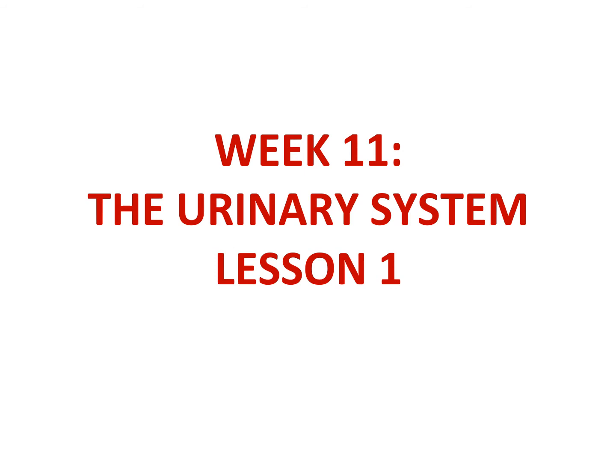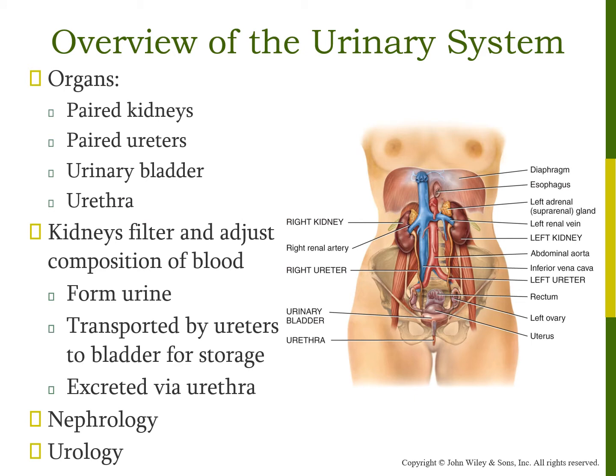In lesson 1, we will look at the organs of the urinary system and spend some time looking at the gross anatomy of the kidneys. Here's a brief overview of an introduction to the urinary or renal system. The organs of this system are a few. There are 2 kidneys, from which extend 2 ureters, the urinary bladder, and the urethra.